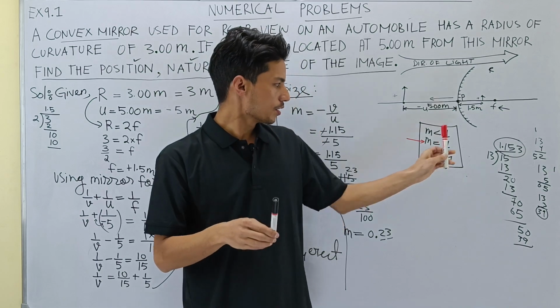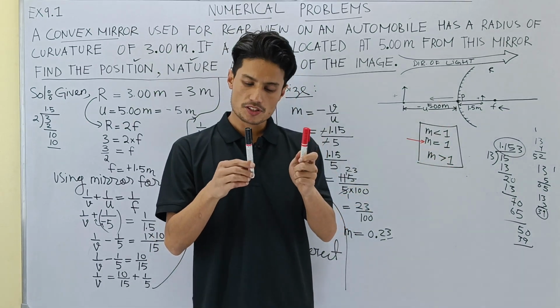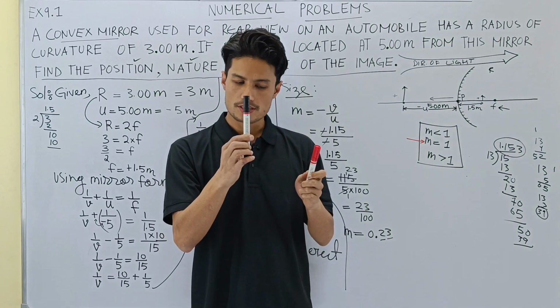Now what if m is greater than 1? If magnification is greater than 1, that means this was the object, isn't it? This is the image.